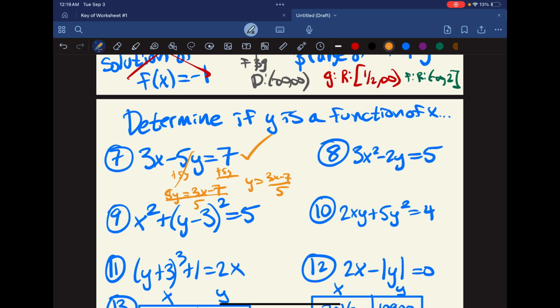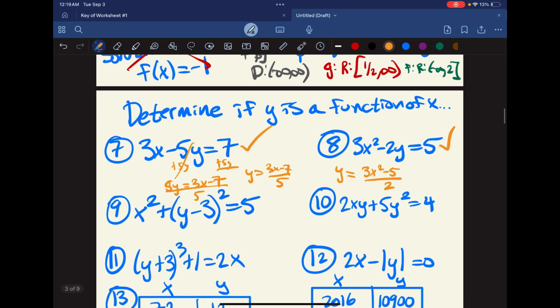Moving on to number 8, this is what we're looking at. We could do the same thing. We could say, okay, y equals (3x squared minus 5) all over 2. And that is also a polynomial. So that is going to be defined everywhere. So we're going to be okay there.